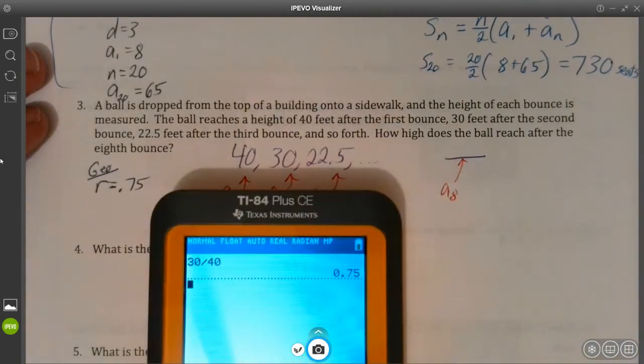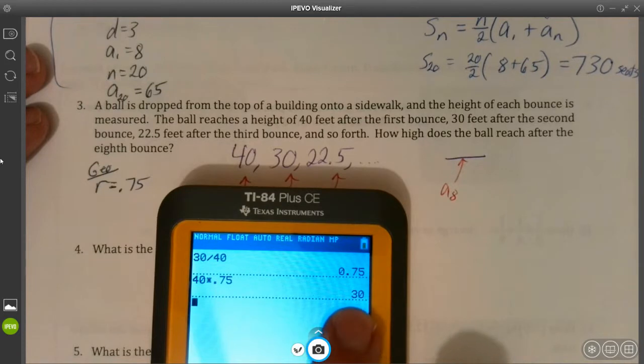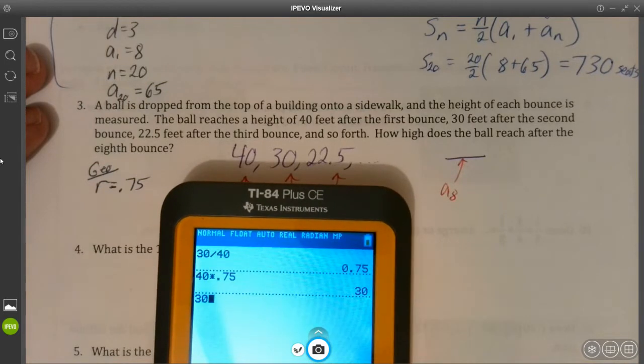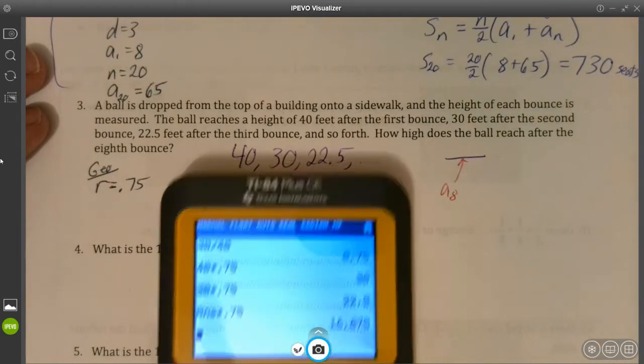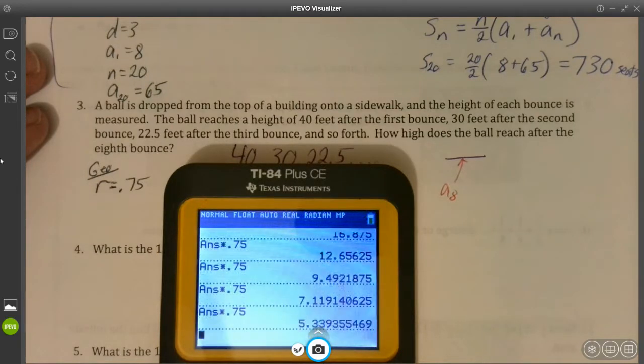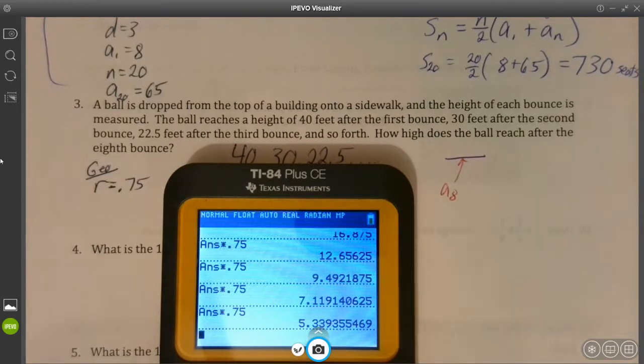Now, I'm going to verify that just with the numbers that I have. So 40 times 0.75, that does give me the second term. 30 times 0.75, that does give me the third term. Lucky me. And I could keep going if I wanted to. Yay, there's the fourth term. 5, 6, 7, 8. That's actually my answer right there. But let's get it a different way. Okay, I mean, you know the answer now, and you're like, hey, let's move on.